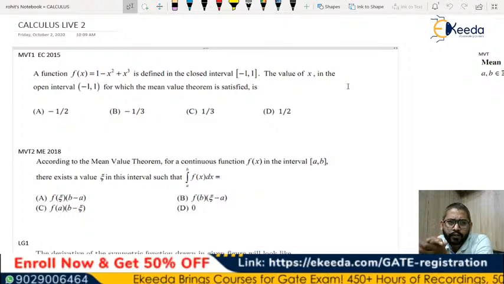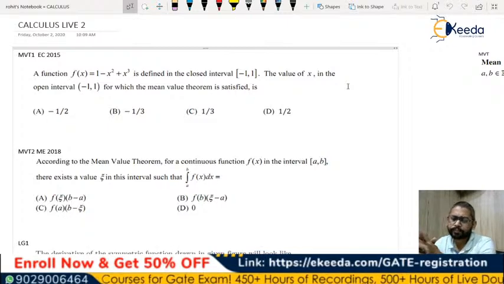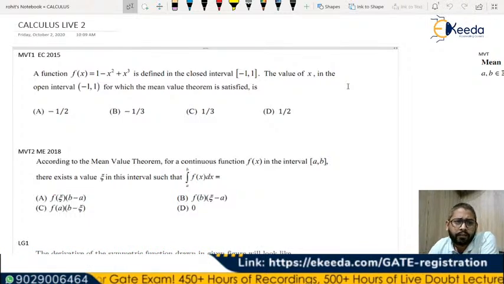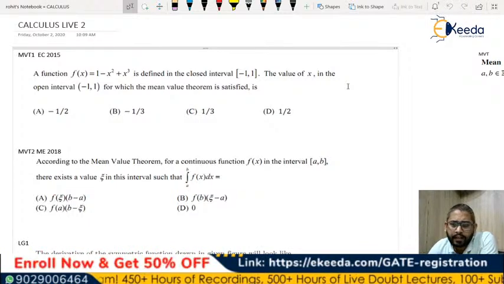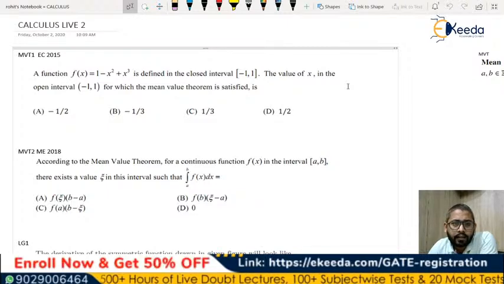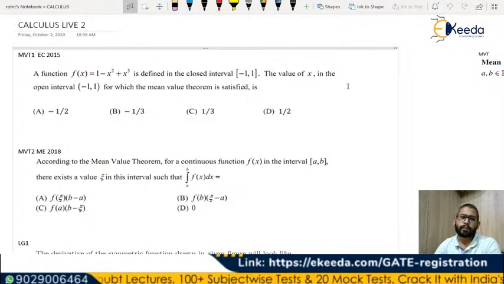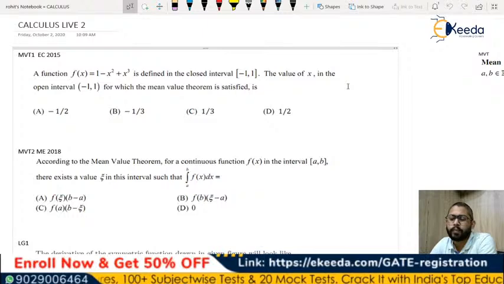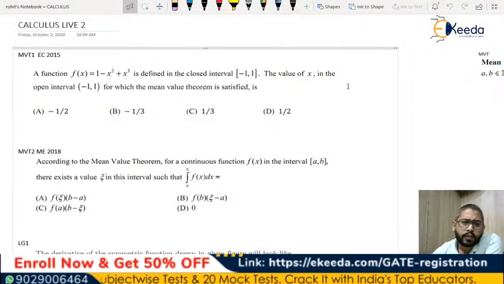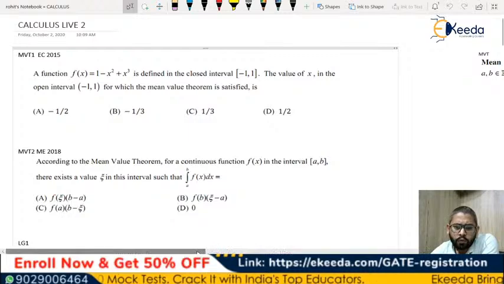So let's start with the first question, which is from 2015, and it is on mean value theorem. It says a function f of x, as given here, is defined in the closed interval, and we have to see that in the open interval which point is satisfying the mean value theorem, right? So before approaching this question, a small review of what is mean value theorem.